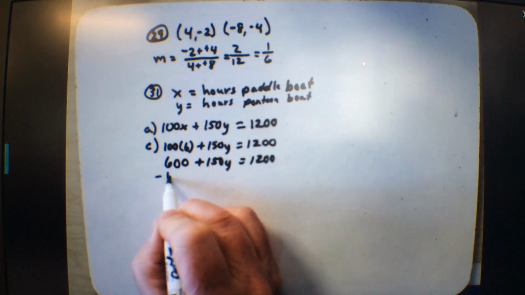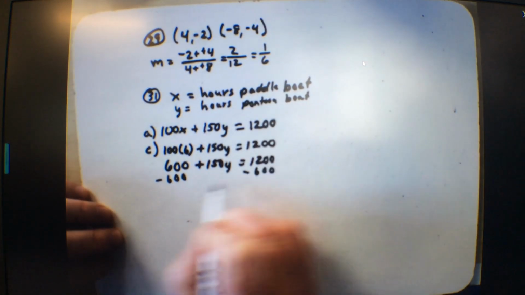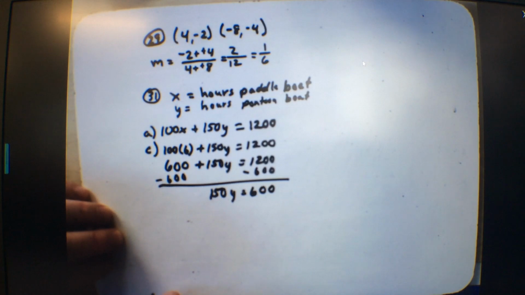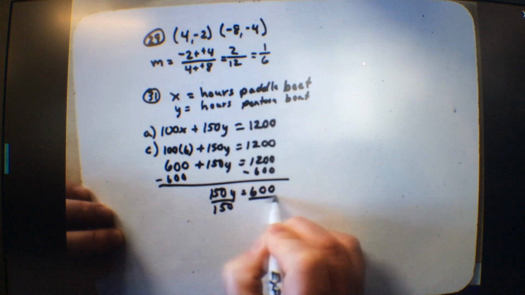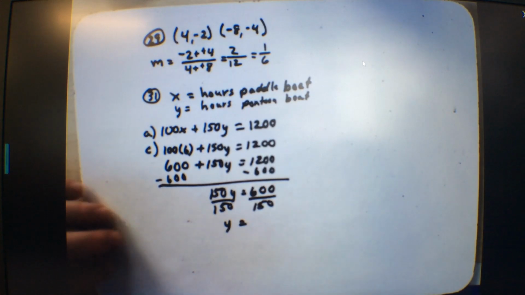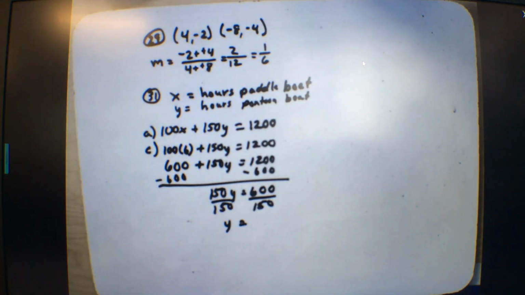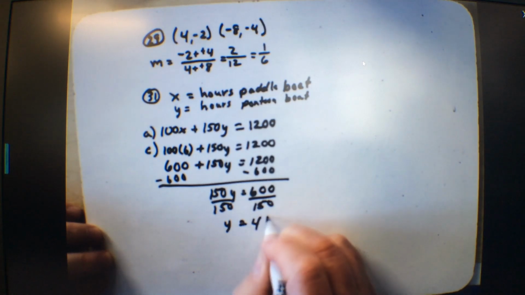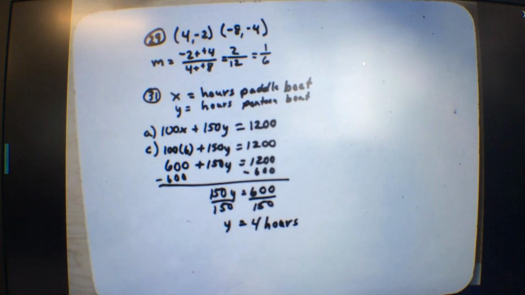Subtract 600 from both sides. And I get 150y equals 600. Now what do I do? Divide by 150. And y equals, anybody got an idea what 600 divided by 150 is? It's 4. So what is that? 4 what? 4 hours. 4 hours you get to use what? The pontoon boat. Caden, do you have any questions on that? Okay?